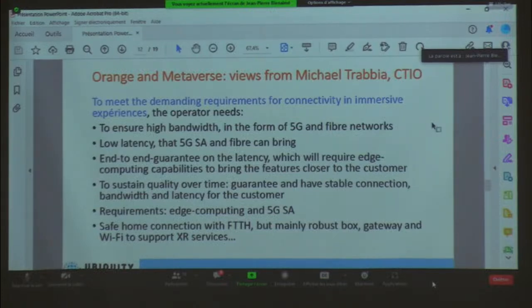Requirements here also include edge computing in 5G SA. And above all, for consumers, a safe home connection with FTTH, but mainly a robust box, gateway, and Wi-Fi to support the extended reality services.